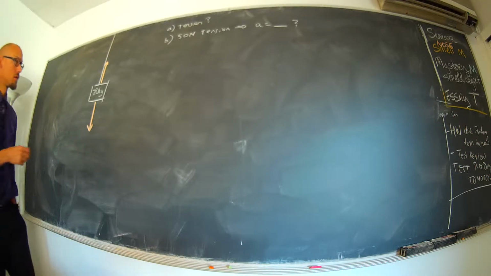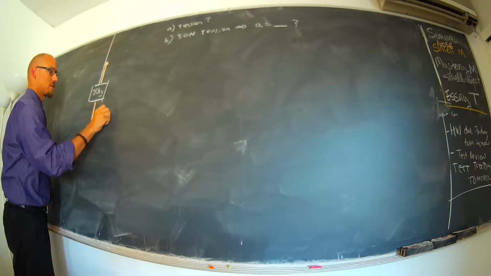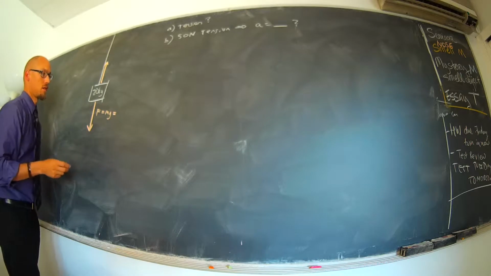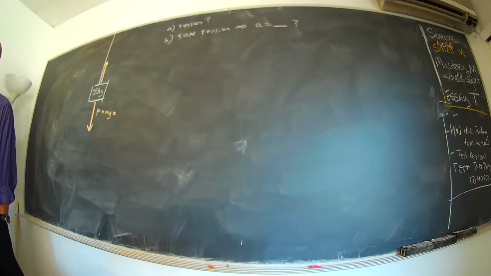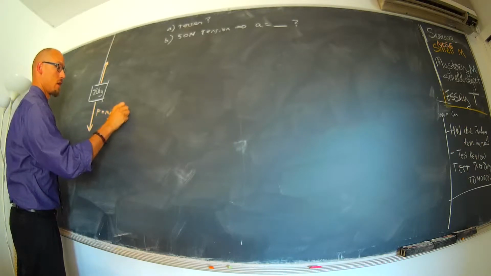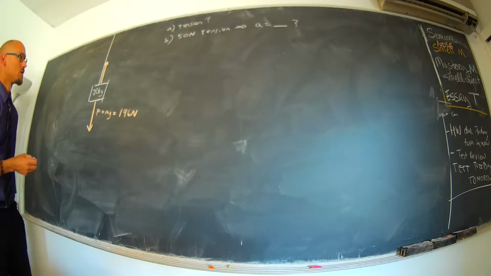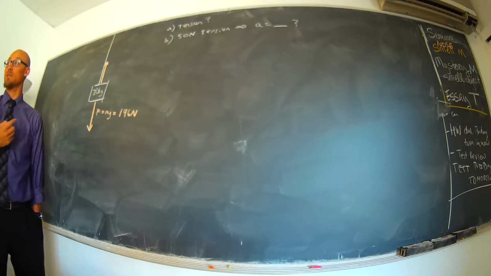That's 9.8 times 20. So this force is mass times gravity. 9.8 times 20 is 196. 196 newtons pulling downward. So the tension in the rope should be what? 196.